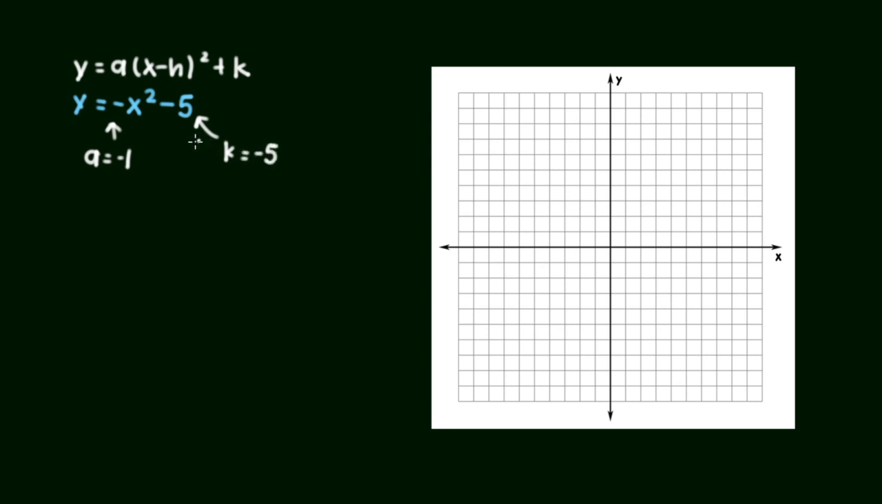And when we have a combination of transformations, we start with h and k and then move to the a value. So starting with k of negative 5 means we move down 5 units. So our graph is going to move down 5 units from the origin, and our new vertex will be at the point 0, negative 5. But we also have this negative 1, which means that we're going to reflect our parabola over the x-axis, or in this case over this line right here, to get our new parabola that looks something like this.